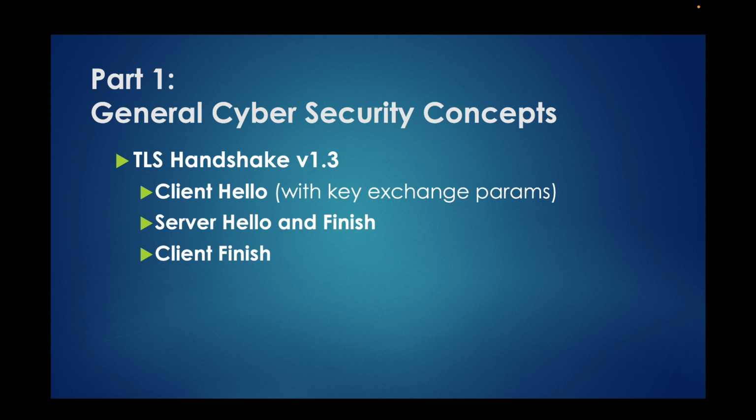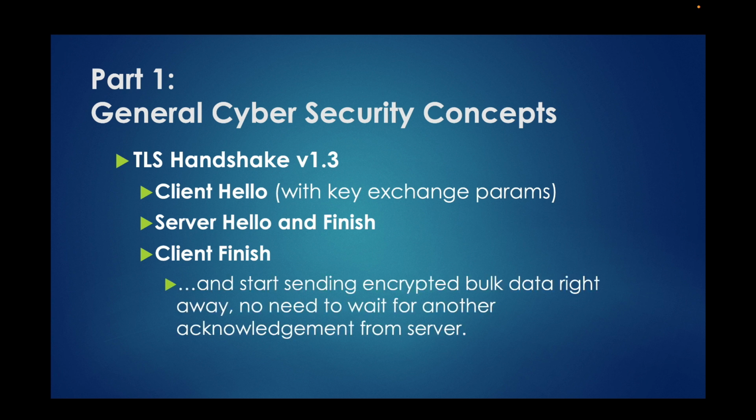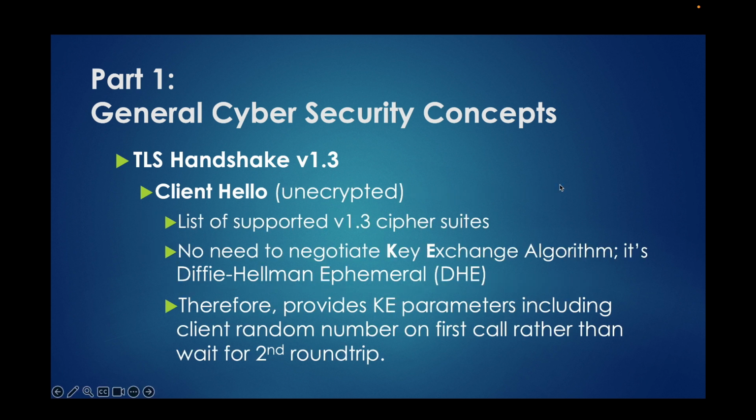So let's look at the TLS handshake for version 1.3. You'll notice that it is shorter, with fewer round trips than in version 1.2. Client hello with key exchange parameters, server hello and finish, client finish. And immediately upon client finish, the client may start sending encrypted bulk data right away. No need to wait for another acknowledgement from the server. In the client hello, client sends a list of supported 1.3 Cypher suites. There is no need to negotiate the key exchange algorithm. It is Diffie-Hellman Ephemeral. Therefore, the client provides key exchange parameters, including the client random number, on the first call, rather than wait for the second round trip.